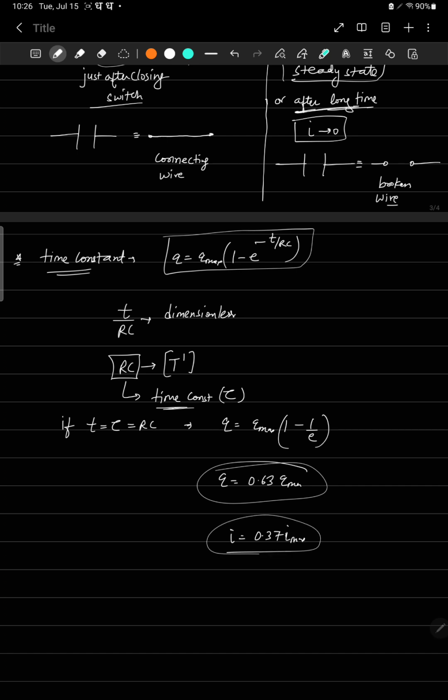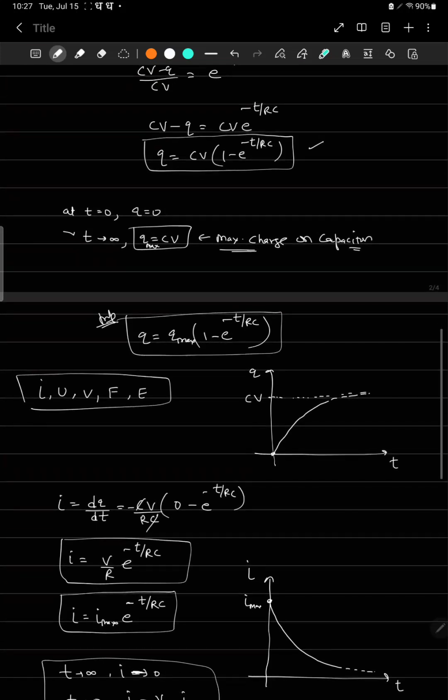So now what is the definition of time constant? We can say the time constant is the time where the capacitor is 63% charged, or we can say the current in the circuit is 37% of maximum current, the remaining current basically. Current is continuously decreasing here. So the remaining current in the circuit is 37% of maximum, and the capacitor is 63% charged.